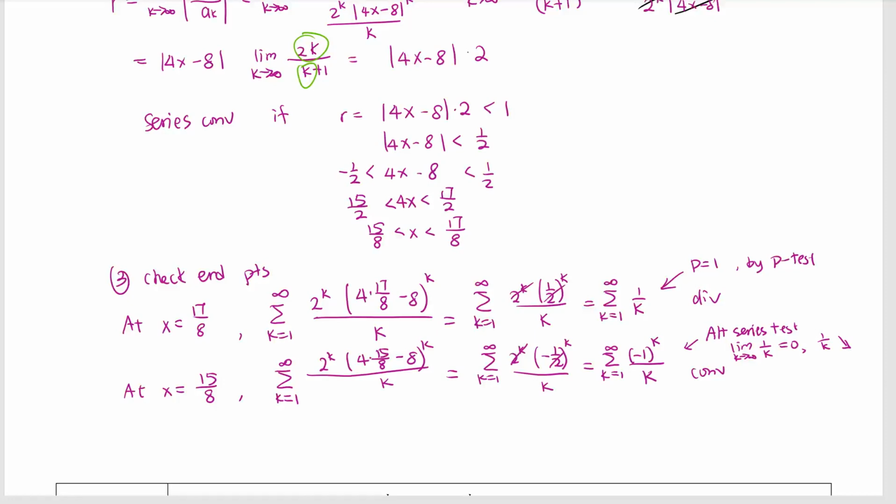Oh. So what is the interval of convergence? Do we include the 15 over 8? Yes. Do we include the 17 over 8? No. How about the radius? Well, let's draw a picture. 2 was the center, right? And then here we have 15 over 8. And here we have 17 over 8. Wait, what's the difference between them? So 2 is like 16 over 8. So the difference is 1 over 8. So the radius is 1 over 8.